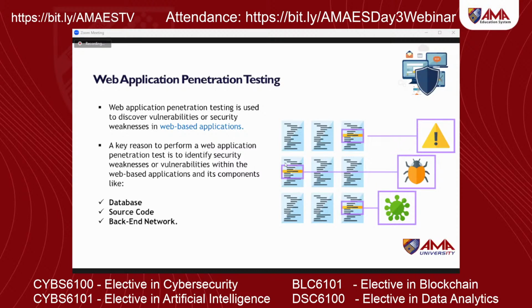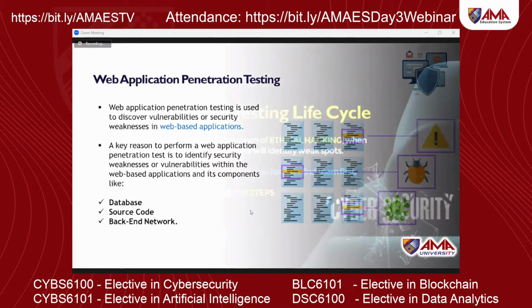Then moving on, meron din tayong web application penetration testing. Ito yung usually attacks sa mga websites or web apps. So web application penetration testing is used to discover vulnerabilities or security weaknesses in web-based applications. So ang key reason to perform a web application test is to identify security weaknesses or vulnerabilities within the web-based applications and its components, katulad ng database, source code, and back-end network.